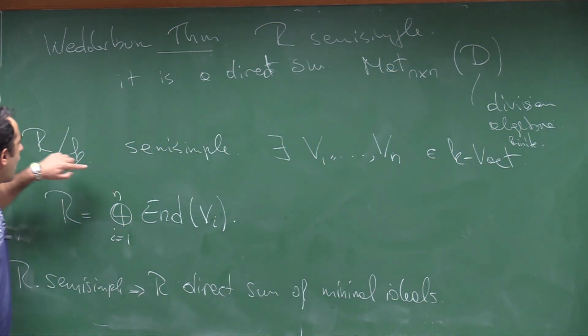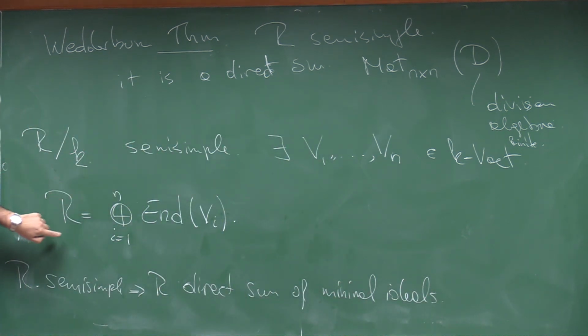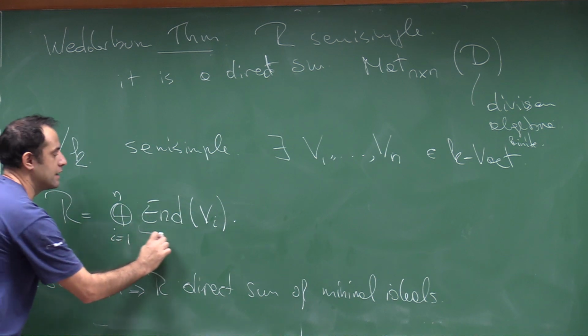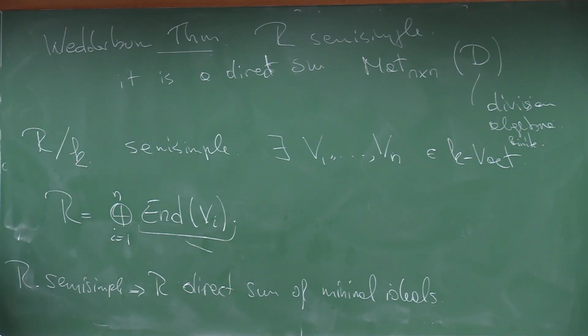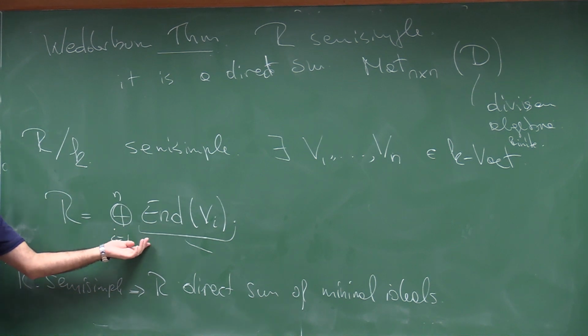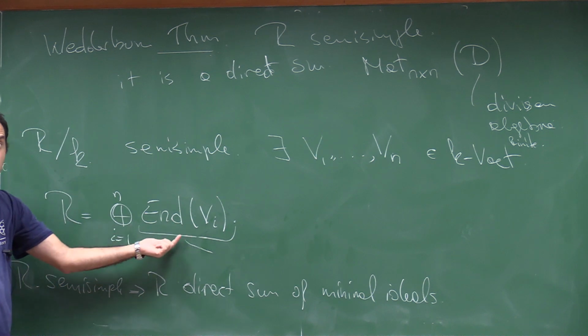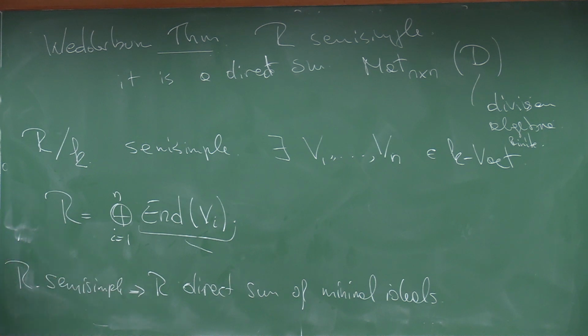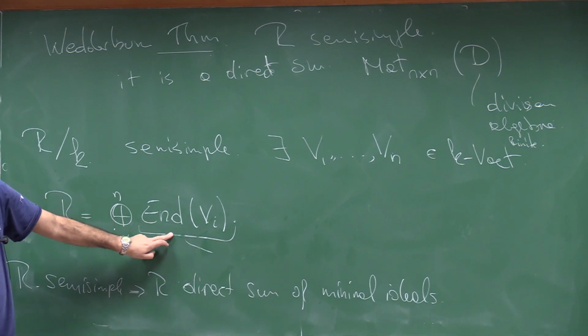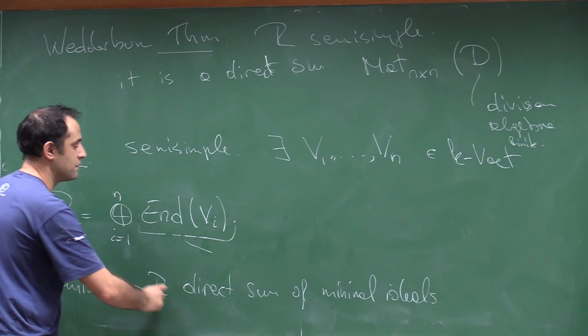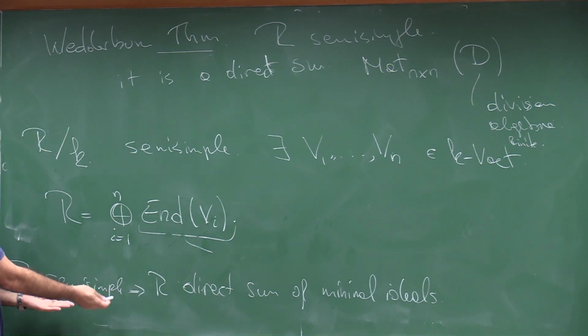And in the case where R is an algebra over K that is of this form, these are the minimal ideals. So this ring is just a direct sum of matrix algebras, and the multiplication of one endomorphism in one Vn with an endomorphism of another Vn is 0. So these are the minimal ideals. And these are simple. So these are minimal ideals in the sense that they are not contained anywhere else.